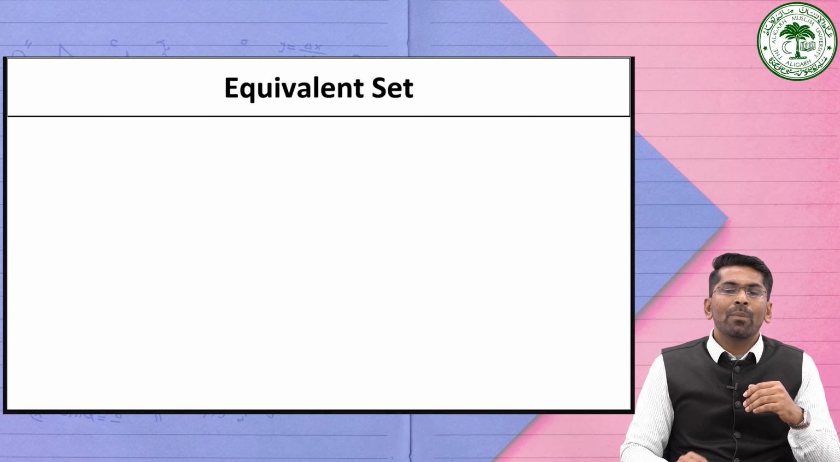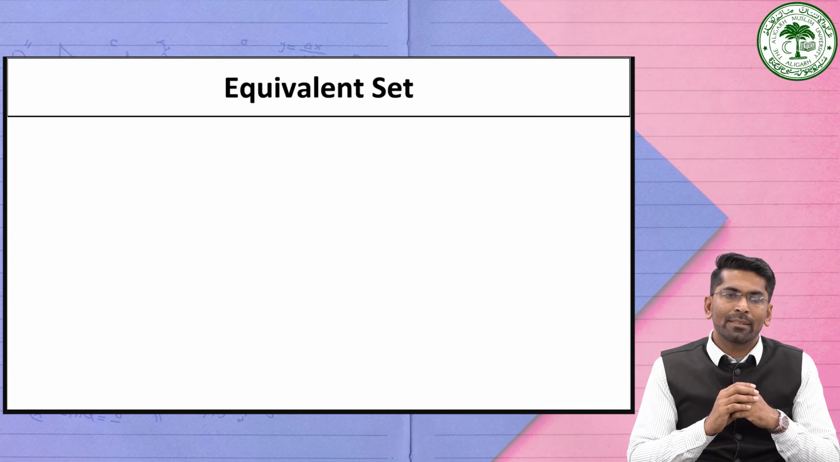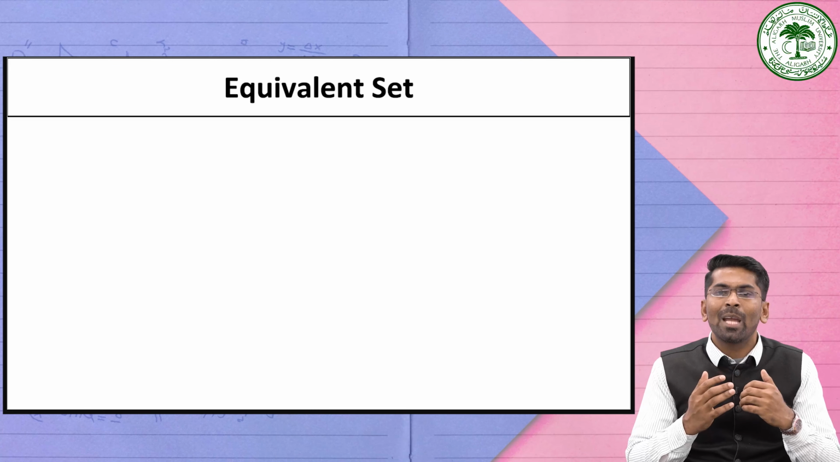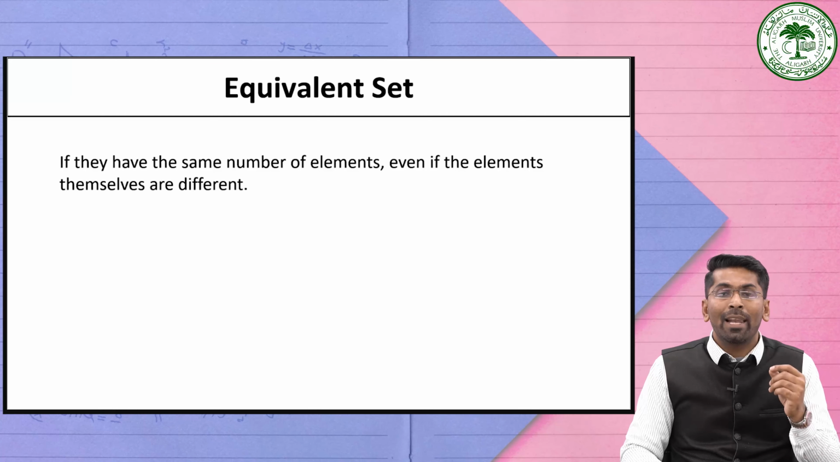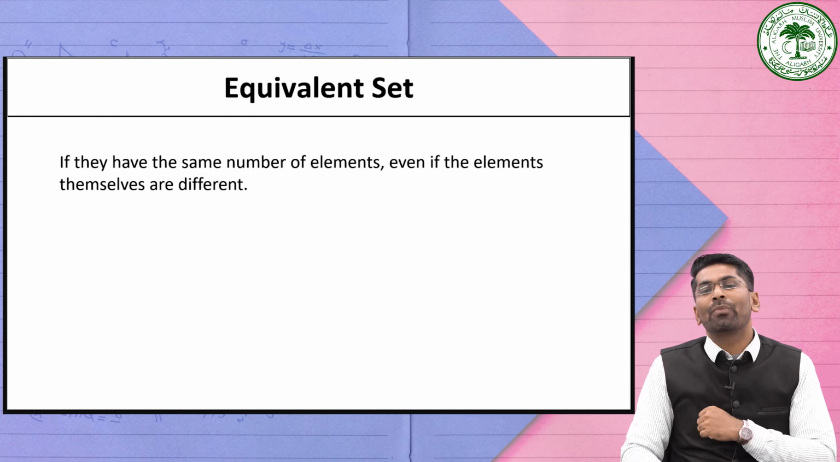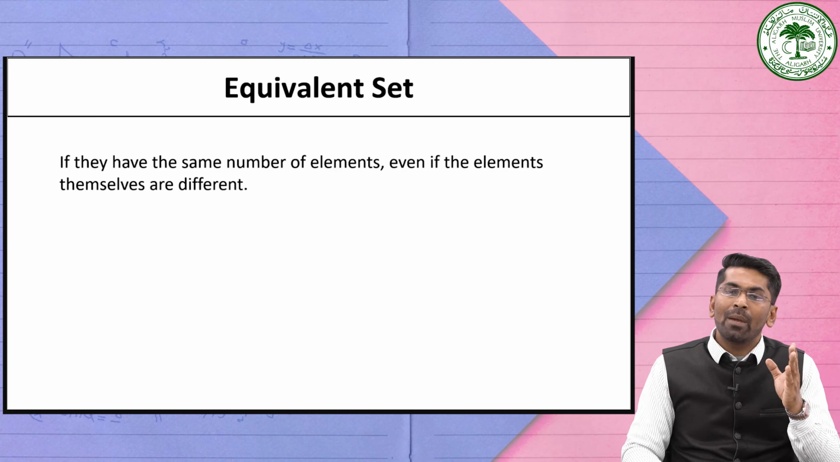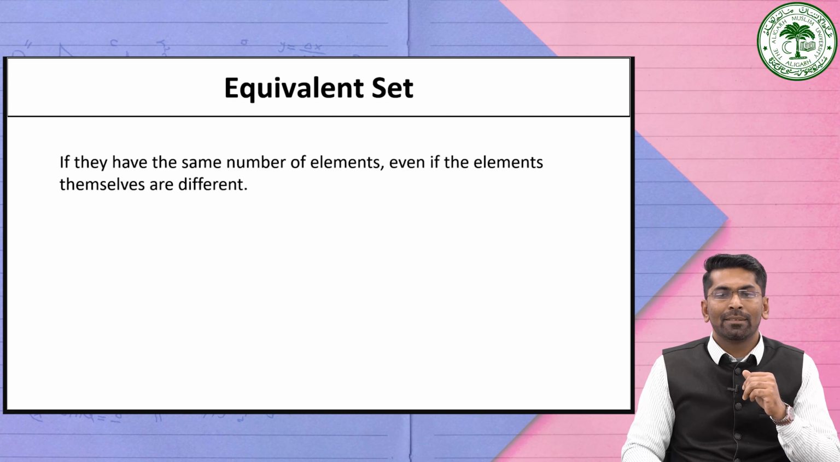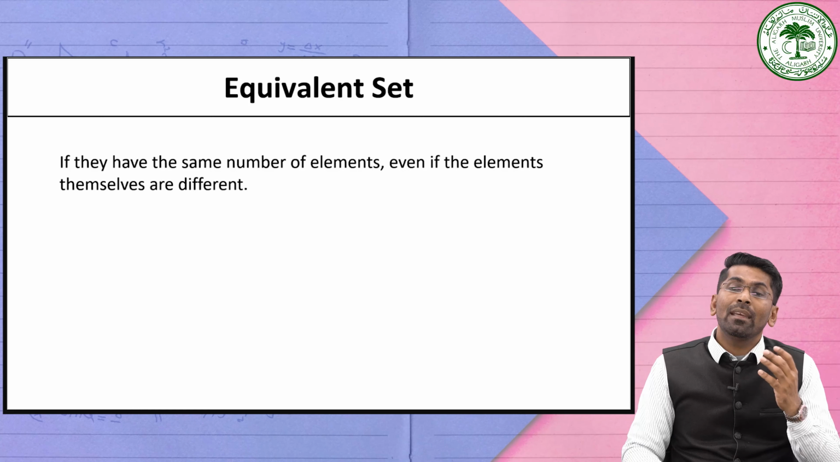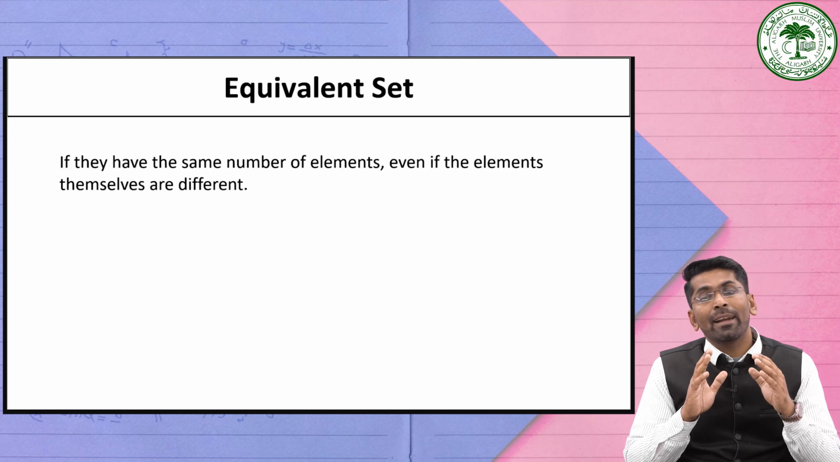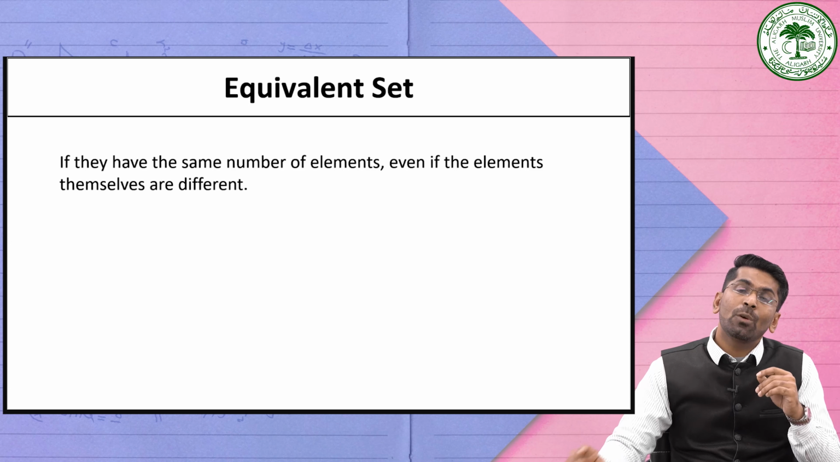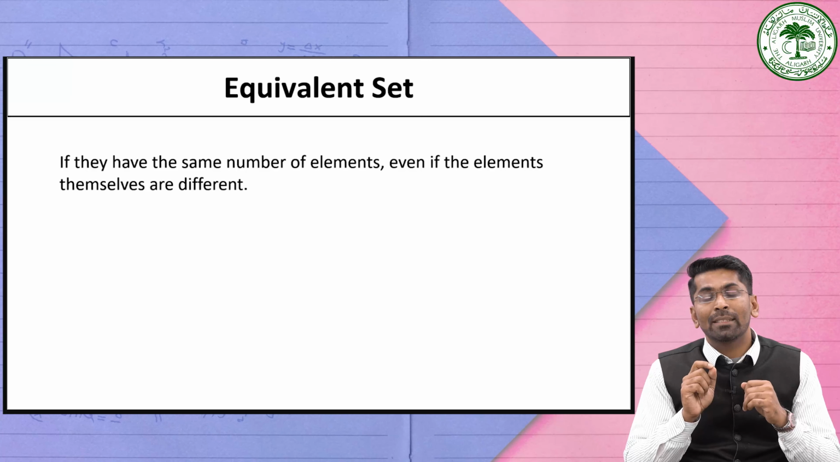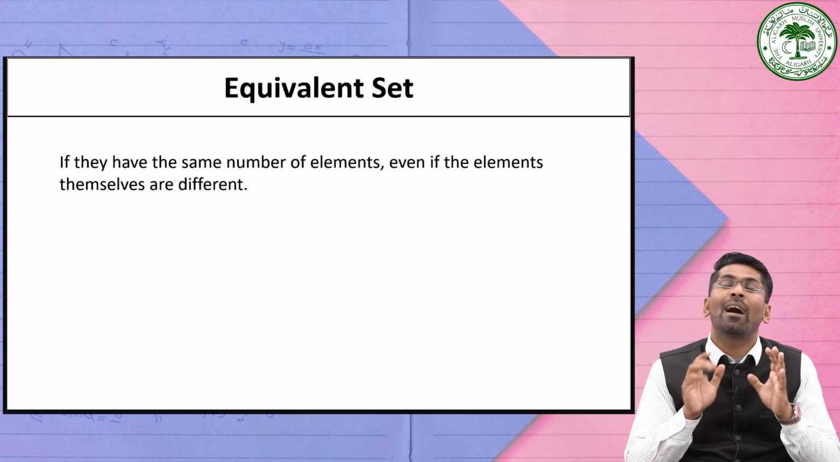Now let us consider another type, equivalent sets. As against the equal set, we have another type which is known as equivalent sets. Two sets are considered equivalent if they have the same number of elements, even if the elements themselves are different. See how it is different from an equal set. Two sets are equal if they contain exactly the same elements. But in the case of equivalent sets, the number of elements in the given sets is the same.